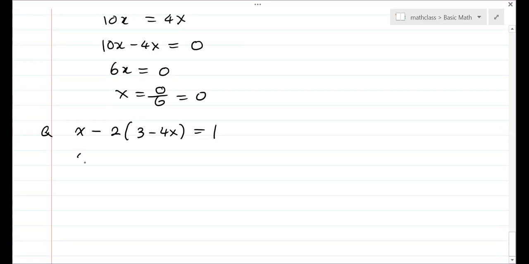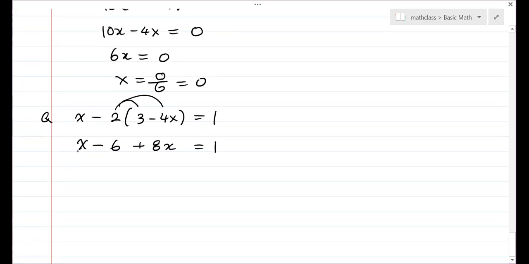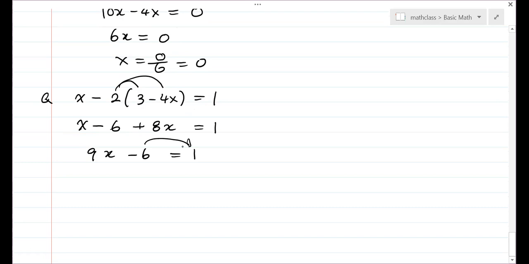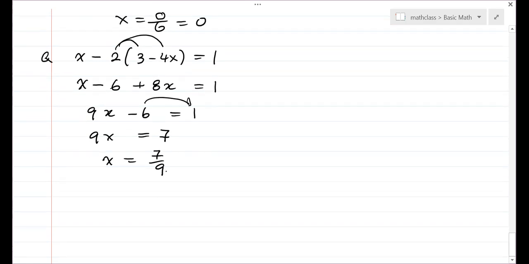All right, so x minus, this is a 6, right? And that will be positive 8x equals 1. That's the first step. Then x plus 8x will be 9x equals 7. Then I move 6 over to the right-hand side, so I get 7. So 6 plus 1 is 7. Then x is going to be 7/9. Okay, good.